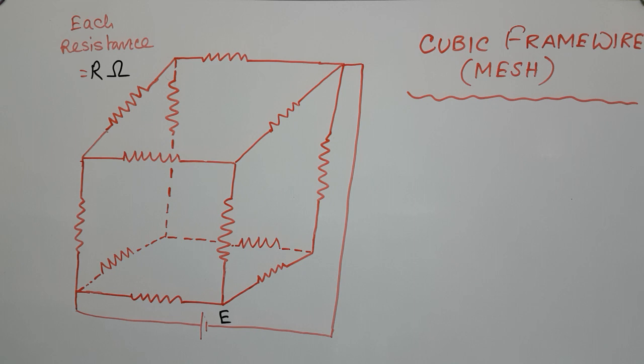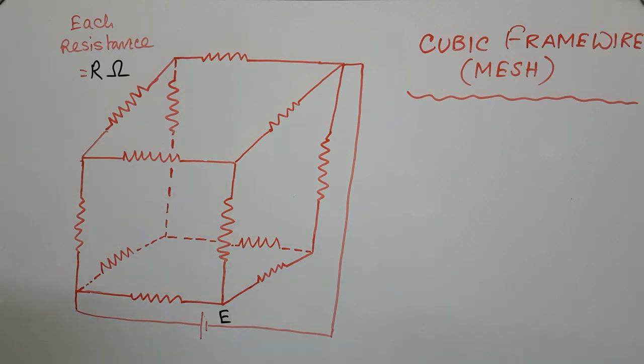So first of all, don't be scared, because there is a pretty simple way to solve this kind of circuit. Let's assume a typical example where 12 equal wires, each of resistance capital R ohms, are connected so as to form a frame of a cube. An electric current enters the cube at one corner and leaves from the diagonally opposite corner. So we need to calculate the resistance between the two diagonally opposite corners.